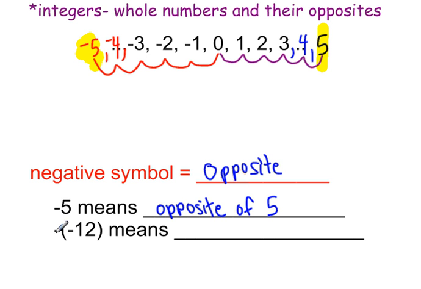Now this one is a little bit more challenging. I've got a, looks like a -12. Well, remember that this means opposite. So what is the opposite of -12? So here's my -12. What's the opposite of -12? Well, that would be 12. So this is another way that we can think about these symbols. You can think of this as -5 or the opposite of 5.